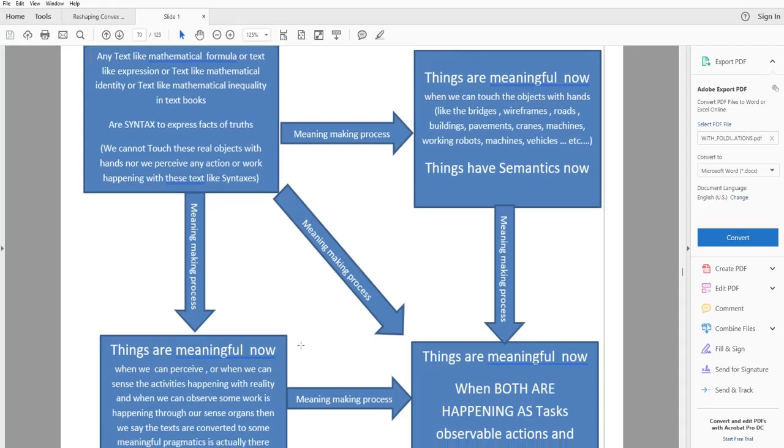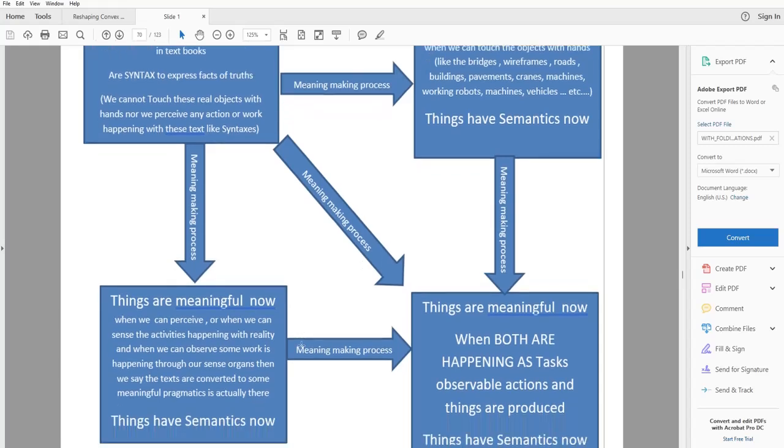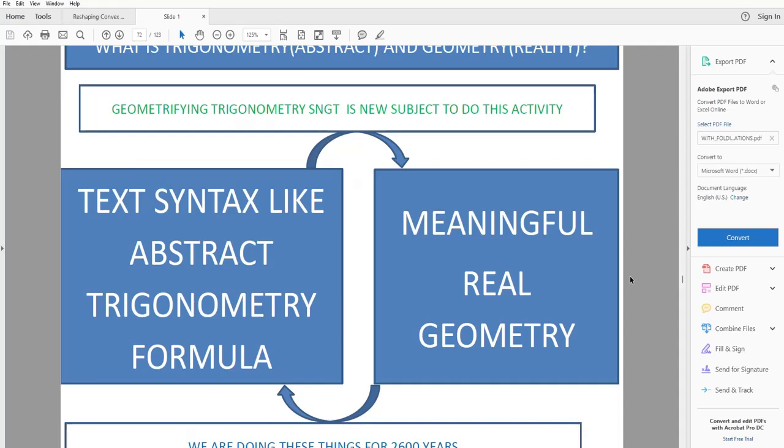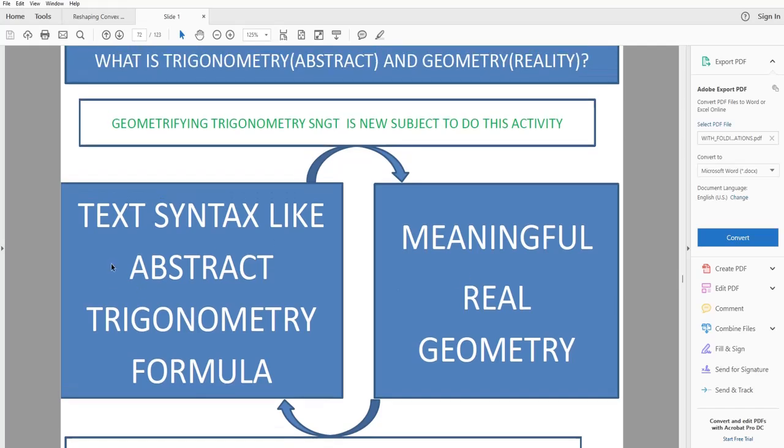The meaning-making process is that things are meaningful when we can hold them with hands, or when we can see the real geometry of the real things there, and these are discussed in this subject. Geometrifying trigonometry, that is SNGT, Sanjoy Nath's Geometrifying Trigonometry, is a new subject to do this activity. What? That is converting syntax-like abstract trigonometry formulas automatically into meaningful real geometry.